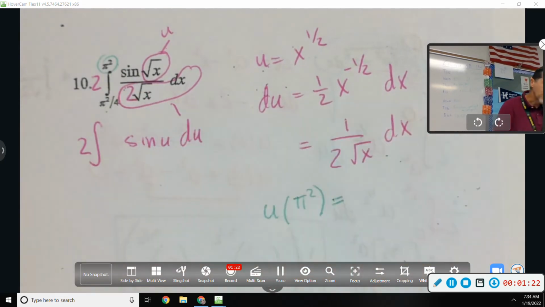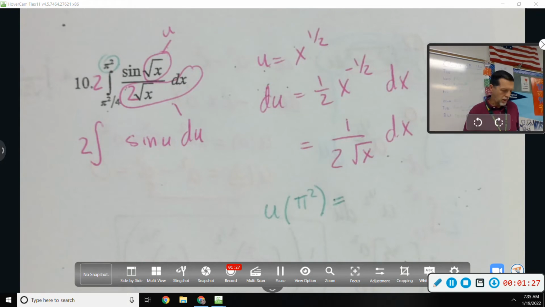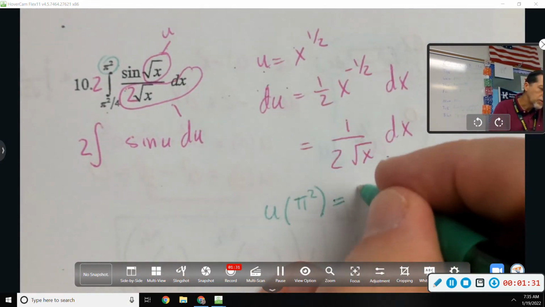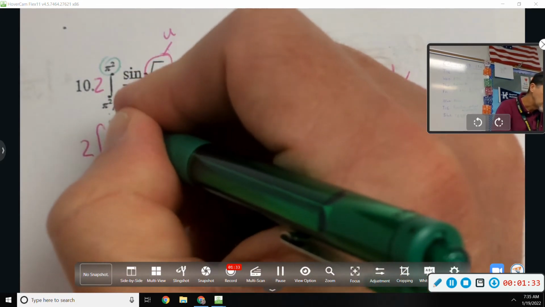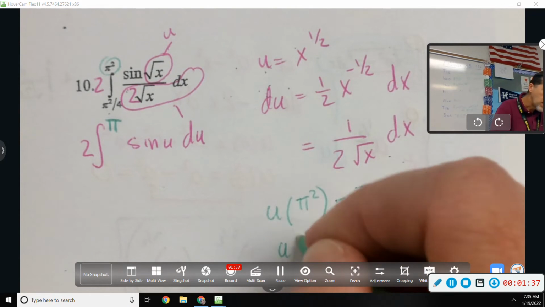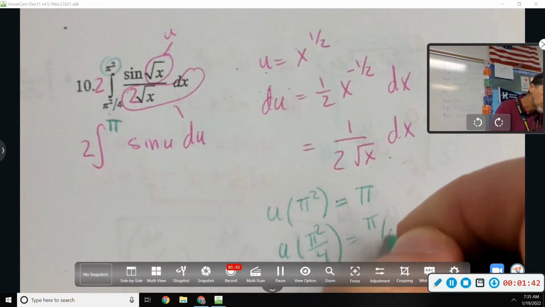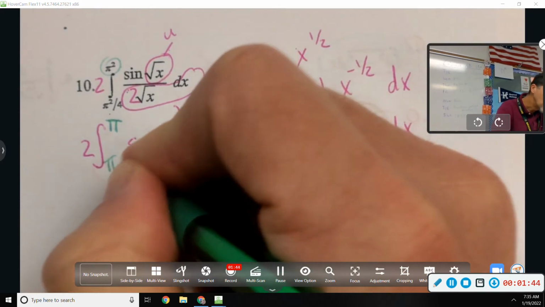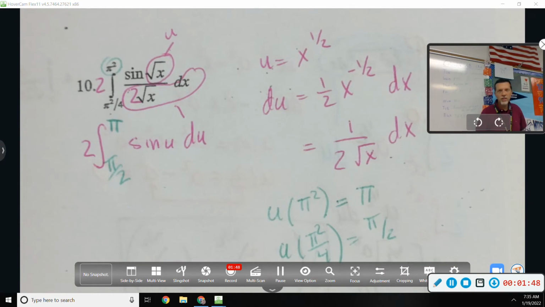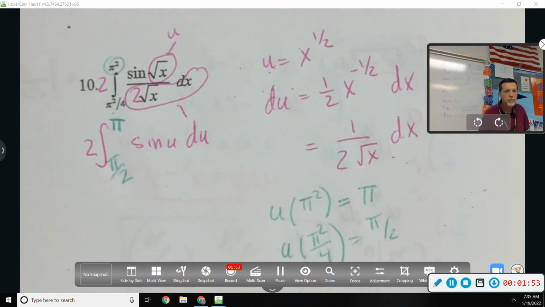And the limits look weird as they are, pi squared and pi squared over 4. But when you evaluate them, the square root of pi squared would just be pi. So that's good news. That's sort of back to normal. And if we square root pi squared over 4, that's pi over 2. So now we've got a much easier integral to work with.